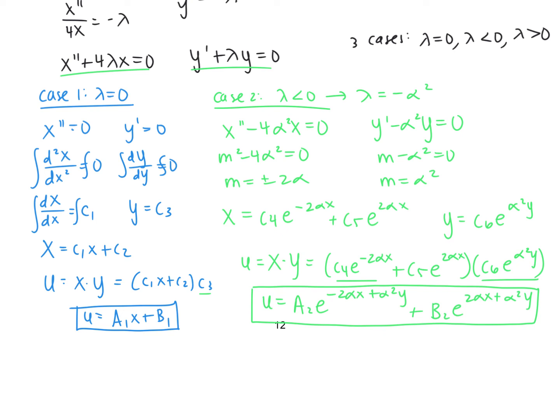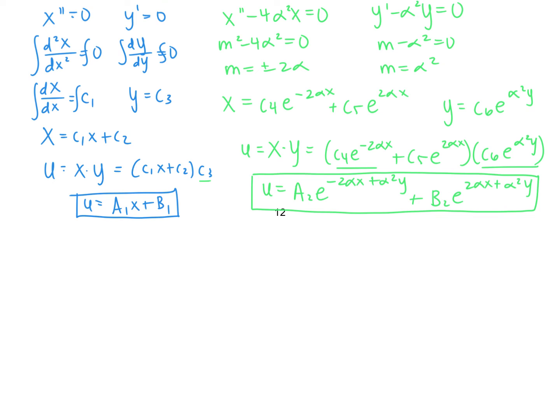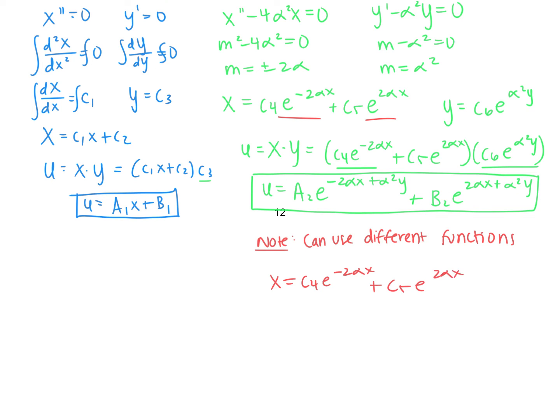Okay, so what I have boxed in blue is one solution. What I have boxed in green is another solution. One thing that I want to note, particularly for those of us who use the book, look at WebAssign, or have been taught something else by a different teacher, is we can use different functions here. And by here, I mean these two. So our solution for x is c4e to the negative 2 alpha x, add c5e to the 2 alpha x.